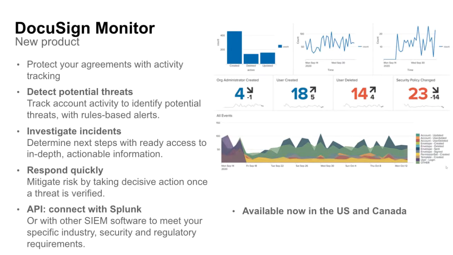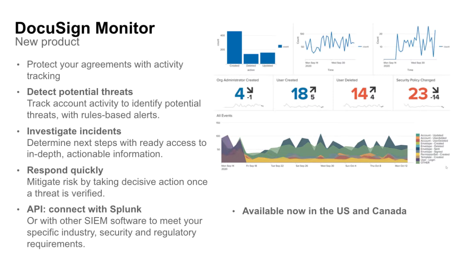New products and tools. First up, DocuSign Monitor is a new product to assist you in protecting your agreements with near real-time activity tracking. You can detect potential issues by tracking account activity to identify potential threats with rules-based alerts, investigate incidents, and determine next steps with ready access to in-depth, actionable information. Respond quickly to issues and mitigate risk by taking decisive action once a threat is verified. DocuSign Monitor includes an API and a connector for Splunk.